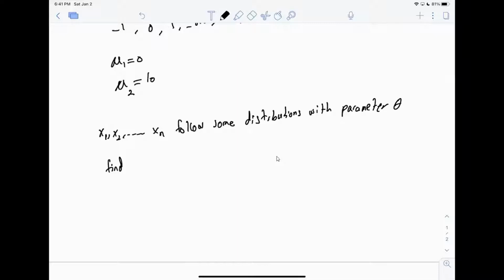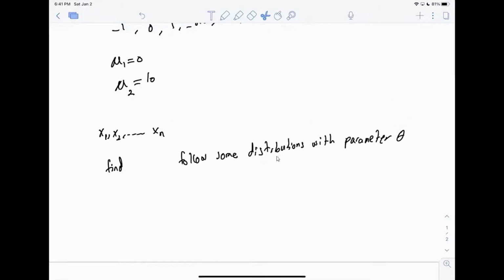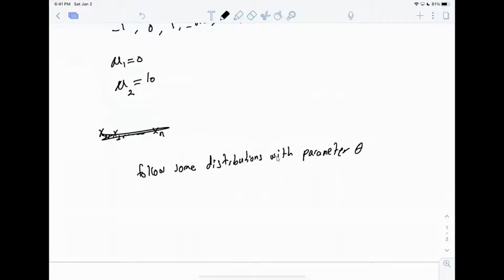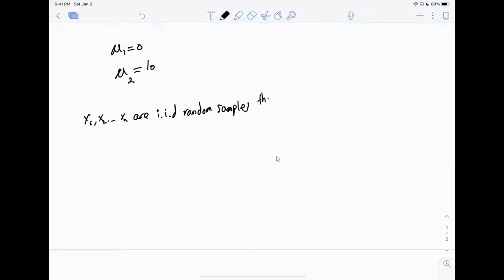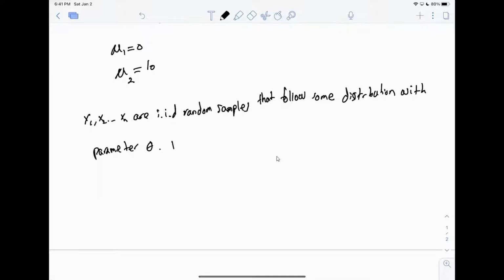So x1, x2, xn, let me put this one here. Perhaps I'm going to add something: x1, x2, all the xn, are IID random samples, right? Let's say they follow some distribution with parameter theta. The goal is to find the maximum likelihood, the ML estimate of theta.